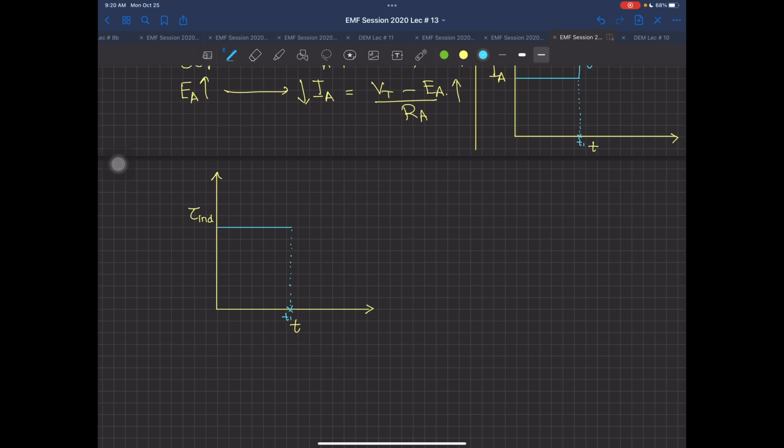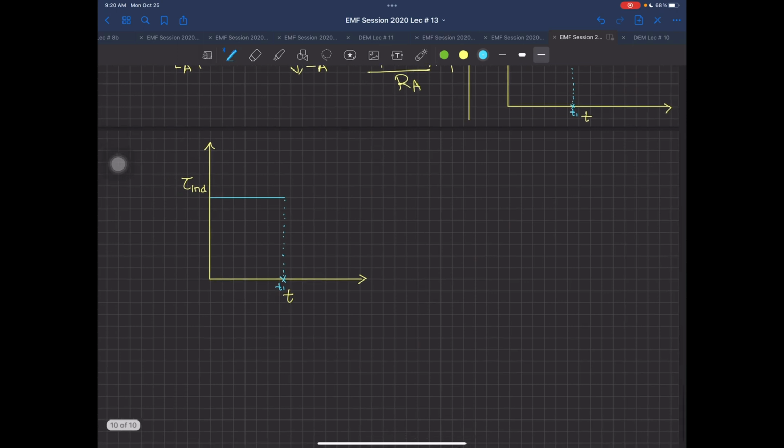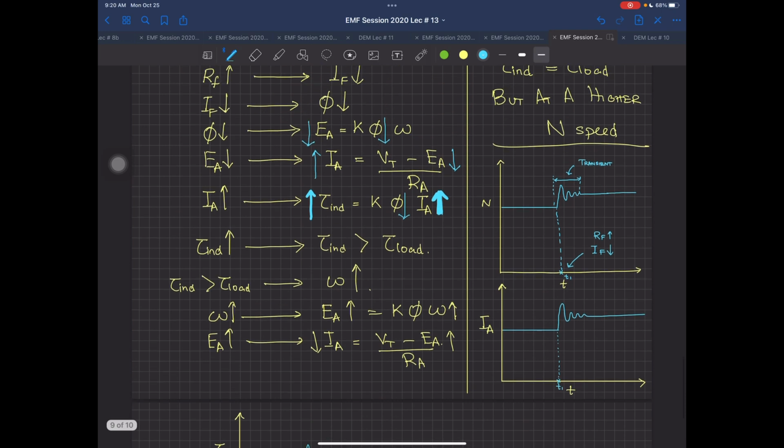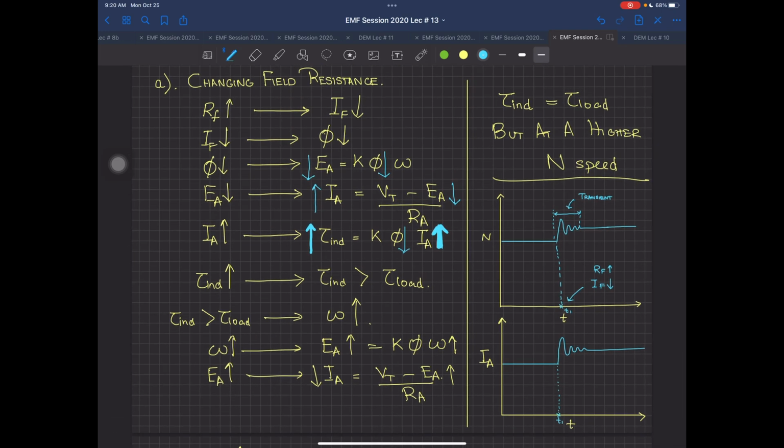क्योंकि लोड हमने नहीं चेंज किया, मशीन अभी भी उतने लोड पे काम कर रही है. So what will happen over here if I draw this one, this will first of all increase and then it will subside again to the same torque. This oscillation period is actually the transient response of your machine, and all these steps which I have shown you are the transient responses which are happening inside your machine.